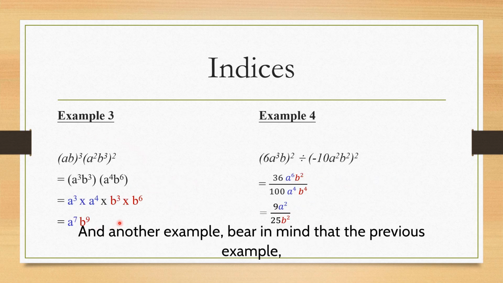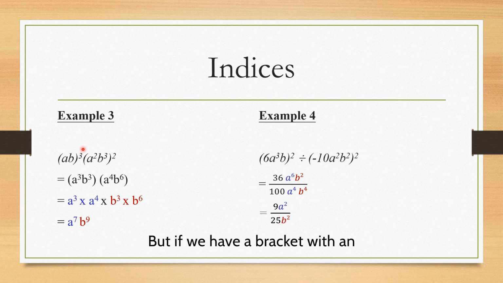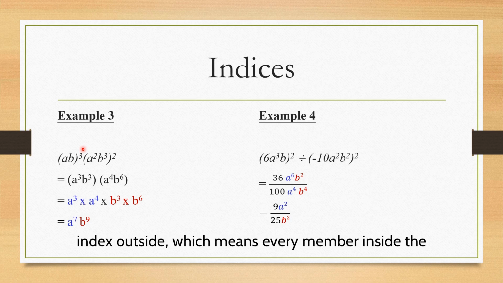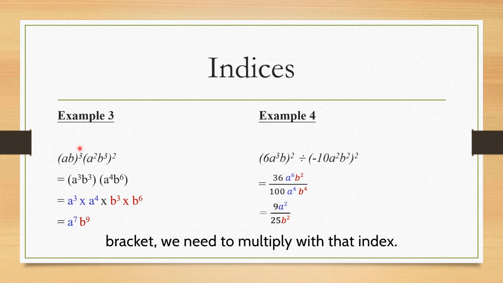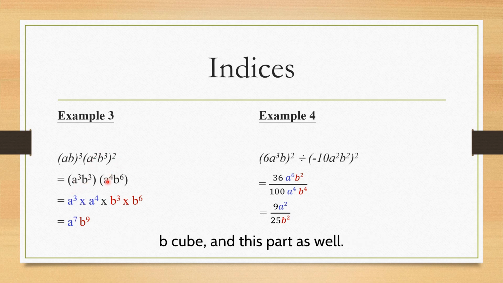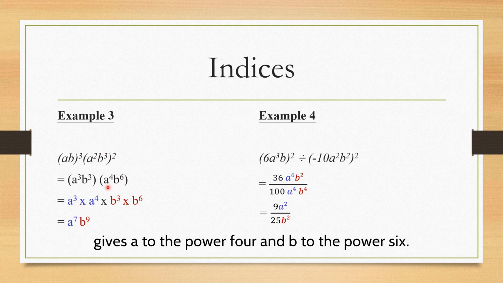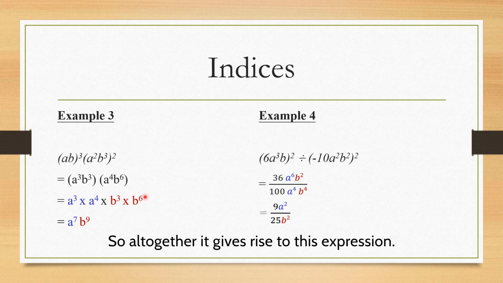And another example. Bear in mind that in the previous example we don't have a bracket and an index outside. But if we have a bracket with an index outside, every member inside the bracket needs to be multiplied with that index. For example, AB all cubed means A cubed and B cubed. And this part as well, we need to multiply the 2 with 2, 3 with 2. So it gives A to the power 4 and B to the power 6. So altogether, it gives rise to this expression.